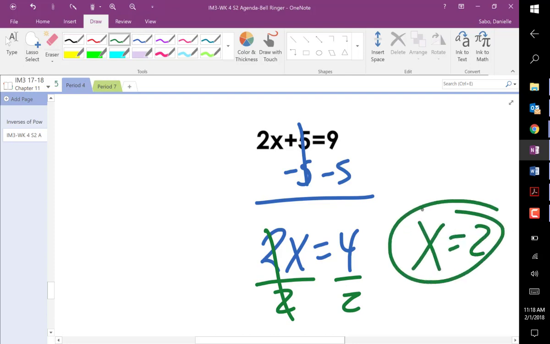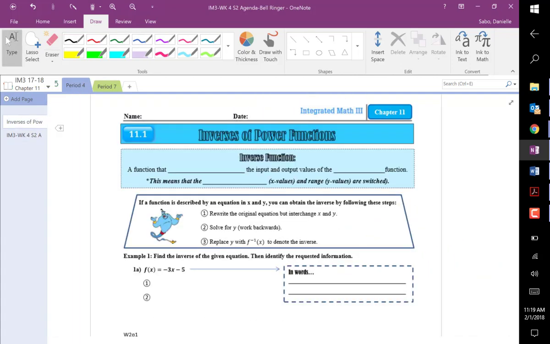Okay, pretty straightforward. The reason why we're doing this is because that's pretty much what we're doing today, but in a little bit different terms here. This is something that you really have not done yet that I know of in Math 2, so this is something that's going to be new, and you need to make sure that you're focused on it. All right, here we go.